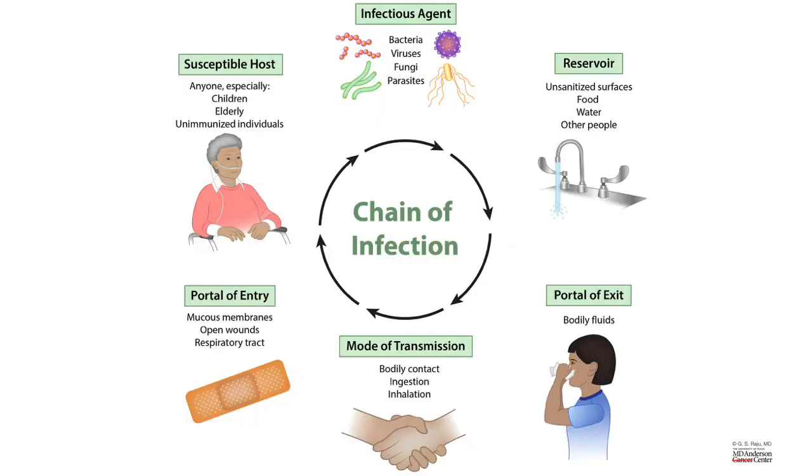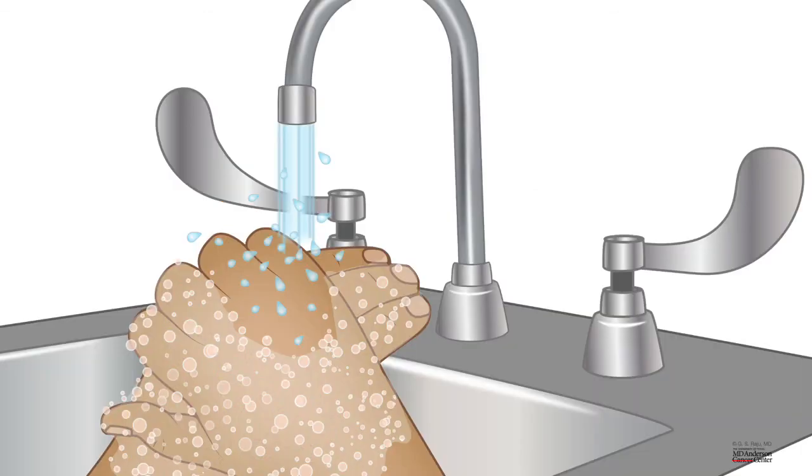So let us look at the chain of infection. Susceptible hosts, elderly, children, immunocompromised are especially at high risk, and you have a duty to block the chain of infection by practicing proper hand hygiene.